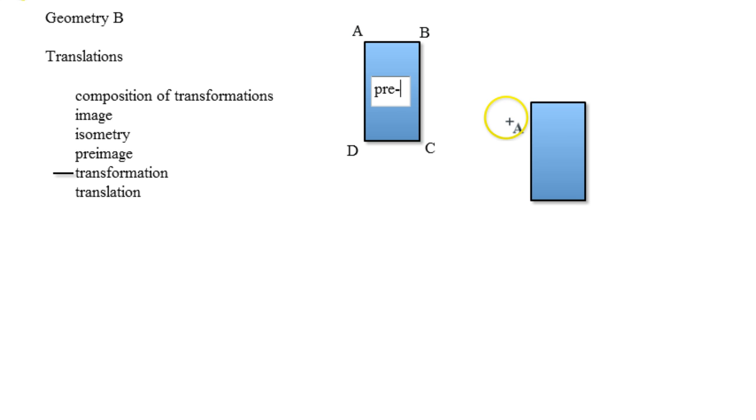Okay, this is the pre-image. Okay, and this is the image. All right, and the image is usually denoted by capital letters, but with primes on them. Okay, so for example, on this one I would have B prime, this would be D prime, and this one would be C prime.